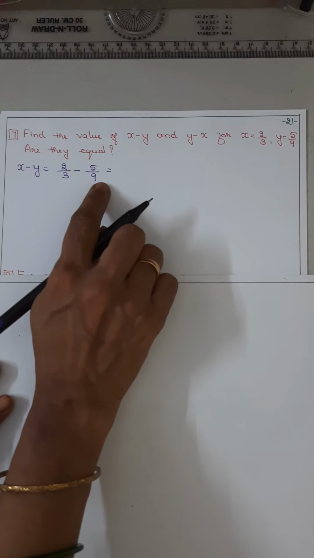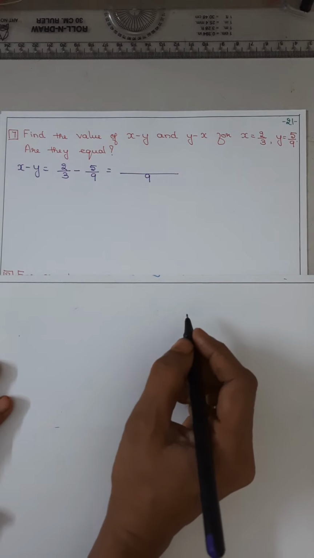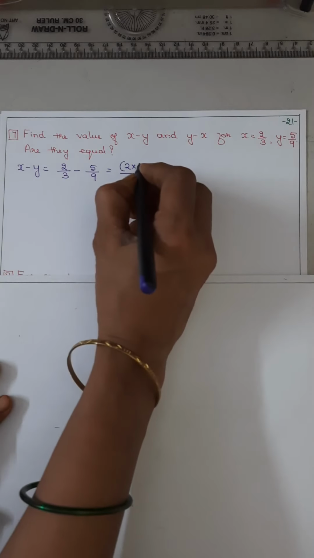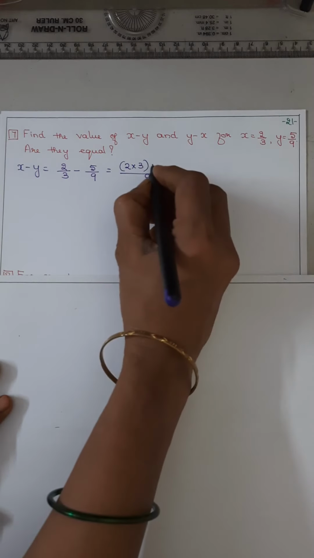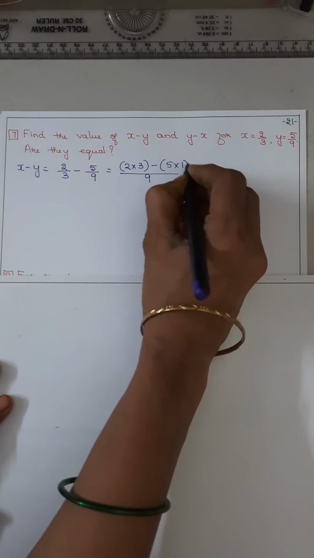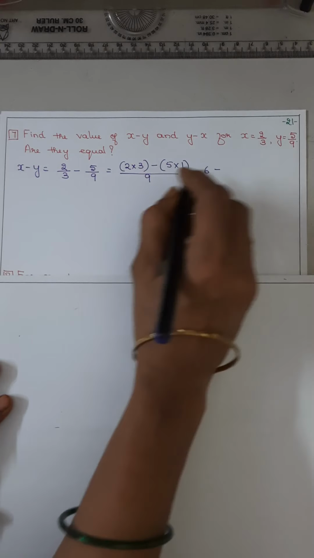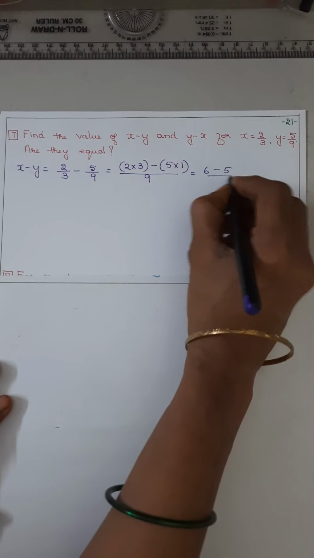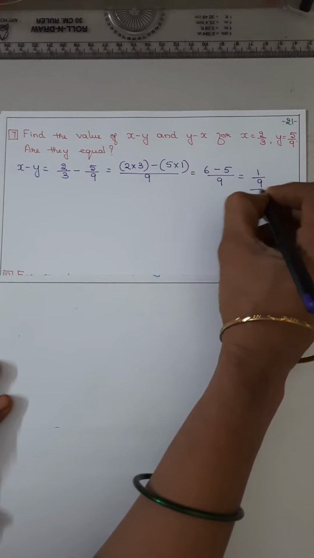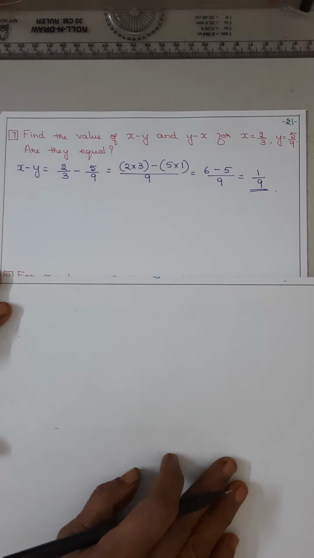Now 3 and 9, what is the LCM? 9. 3 3s are 9. So the numerator is 2, 3 how much are 9? 3 3s are, minus 5 into 9 1s are. So here 2 3s are 6 minus 5 1s are 5 upon 9. 6 minus 5 is 1 upon 9. So you got x minus y to be 1 by 9.